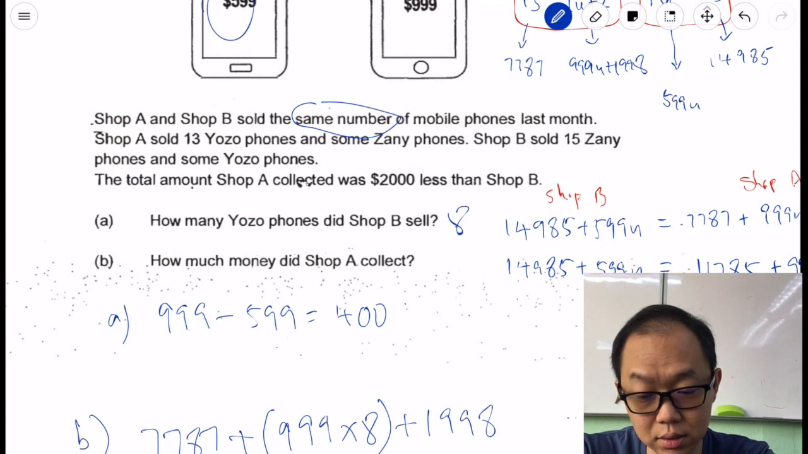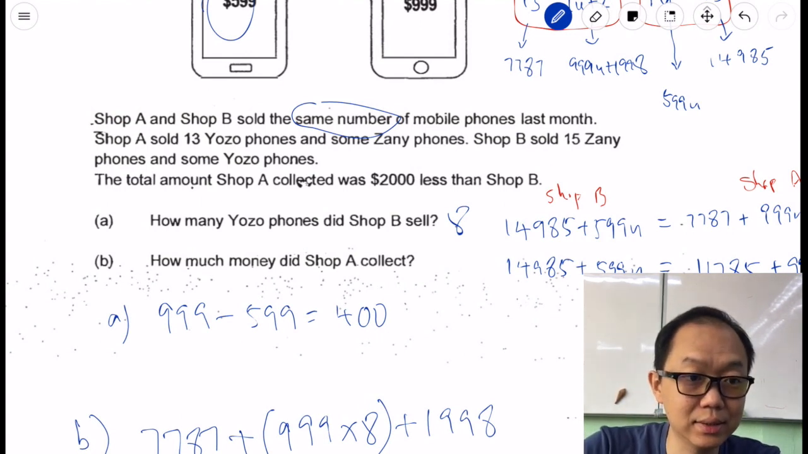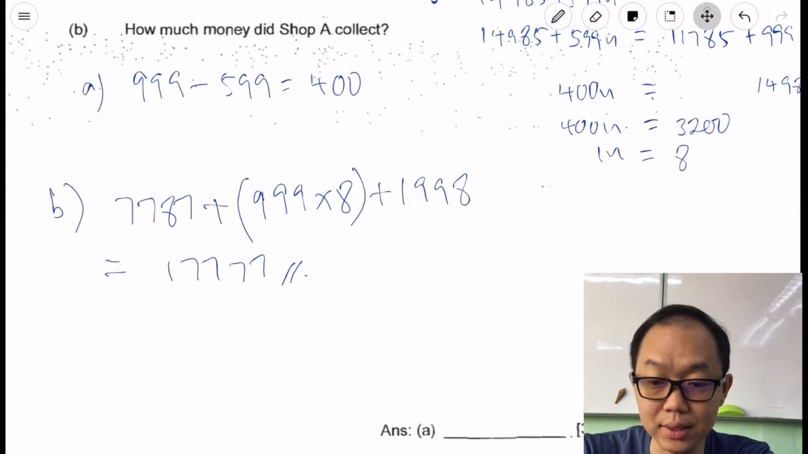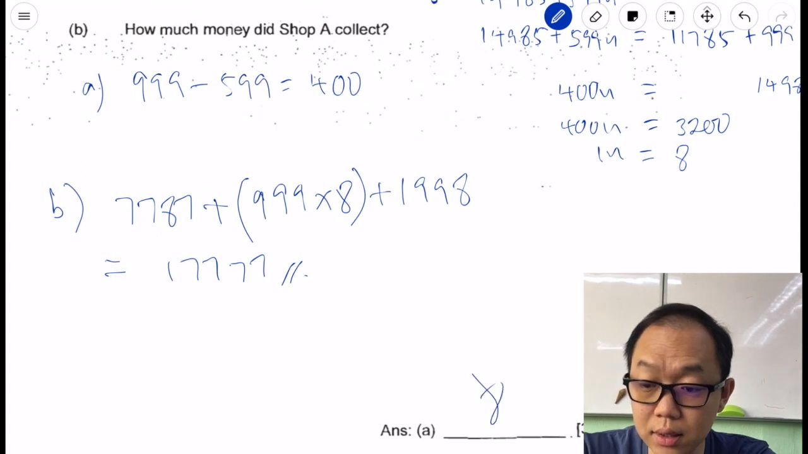7787 plus 1998 plus 999 times 8. 17777. Okay, so that is the amount collected. 17,777. Very nice number. It's 8. Next one.